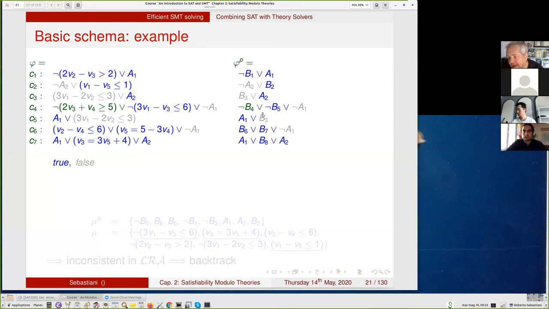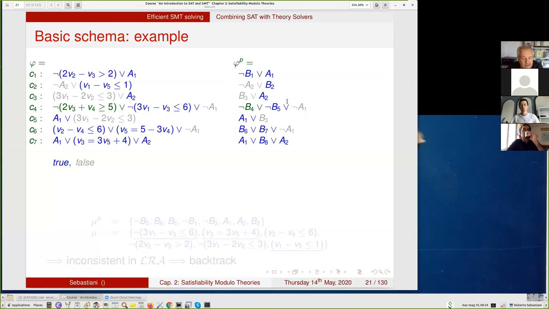Because if the Boolean abstraction is unsatisfiable, first of all, you understand that the Boolean abstraction is an over-approximation of the original formula, in the sense that if the abstracted formula is unsatisfiable, obviously also the original one is unsatisfiable, but not vice versa, because a satisfying model for this may not correspond to a satisfying model of this. So let's run a SAT solver over this formula.